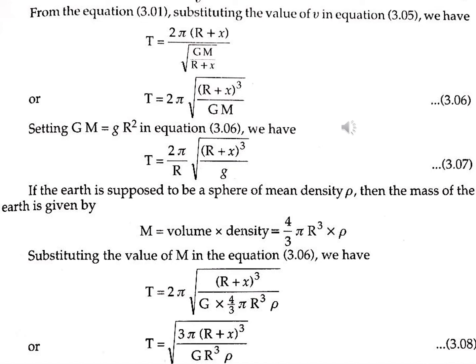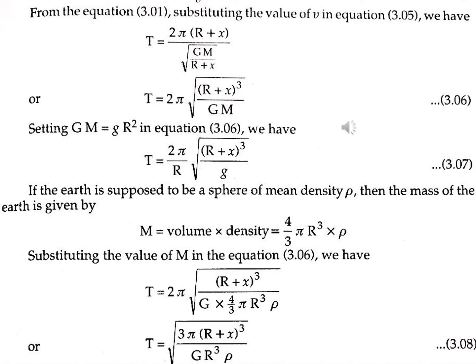We find that the orbital velocity of the satellite is independent of the mass of the satellite, but depends upon the radius of the orbit. Radius of the orbit is r plus x, where r is the radius of the Earth and x is the distance. The time period t is equal to 2 pi r plus x to the power 3 divided by gm under root.